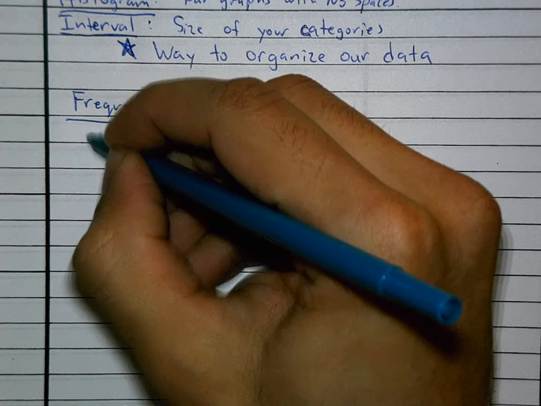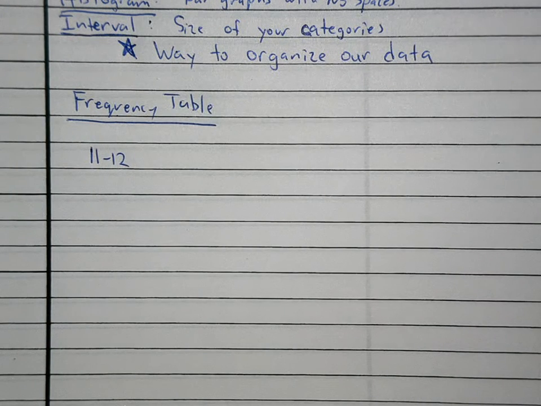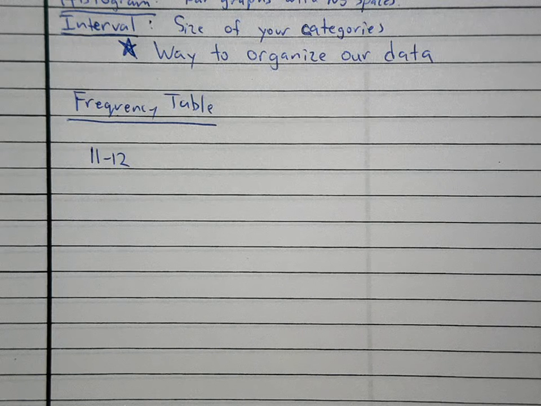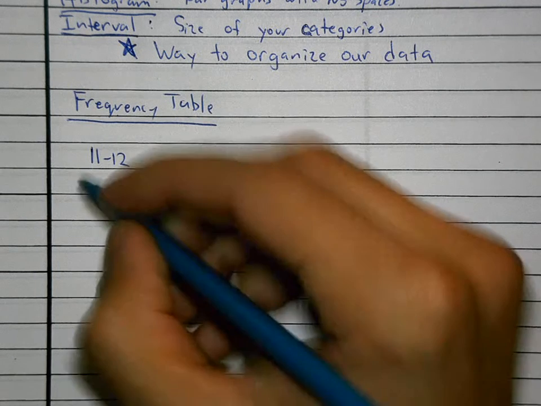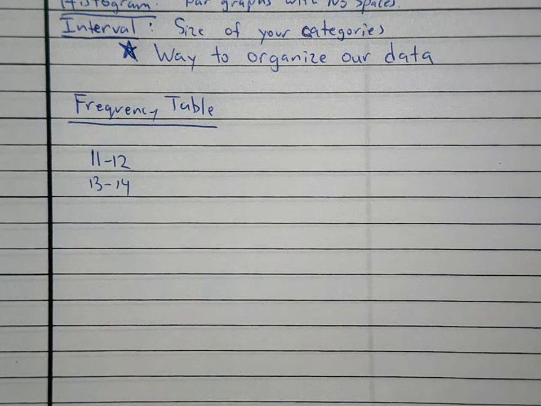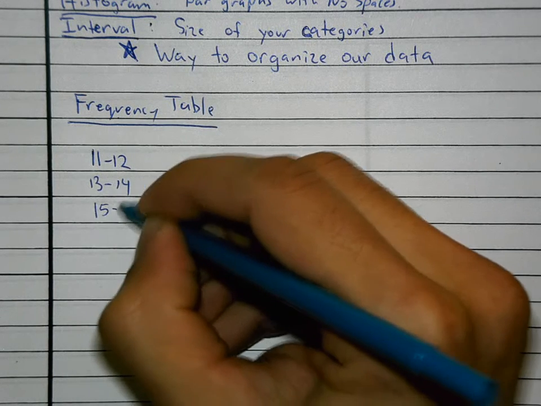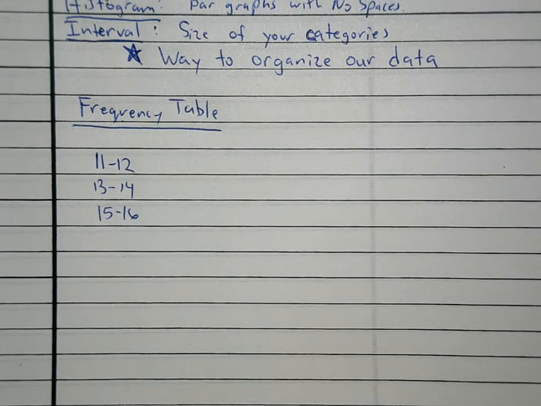Okay. I am going to start off with 11 and 12-year-olds. So let me put this down. 11, 12. That's an interval. And then I'm going to go into the next age group, which will be 13 and 14-year-olds. And then I'm going to go into 15 and 16-year-olds.